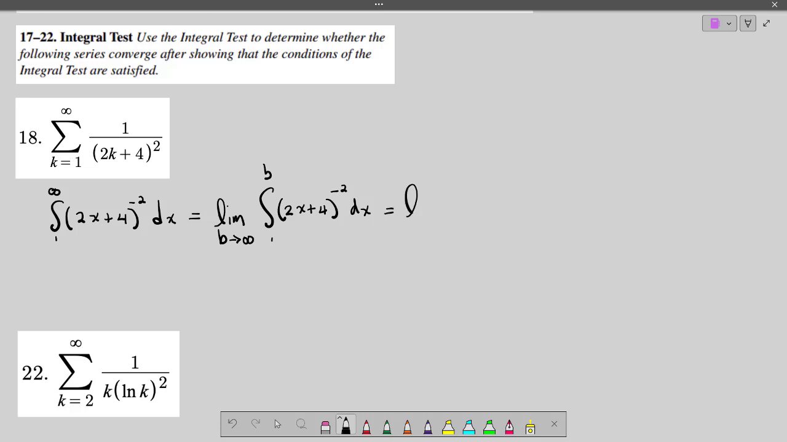This is an easy integral. We add 1 to the exponent, divide by the new exponent. So we get (2x + 4) to the negative 1, divided by negative 1.